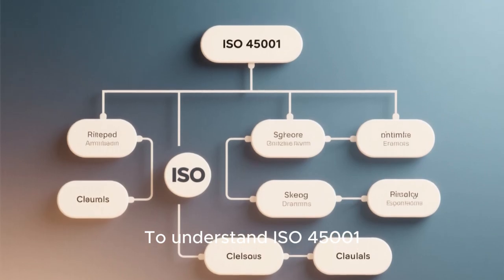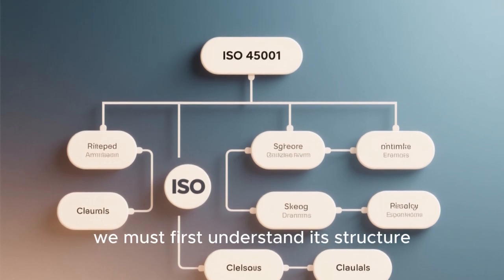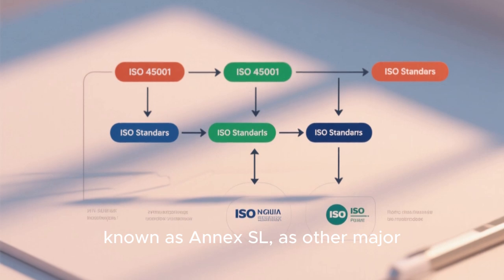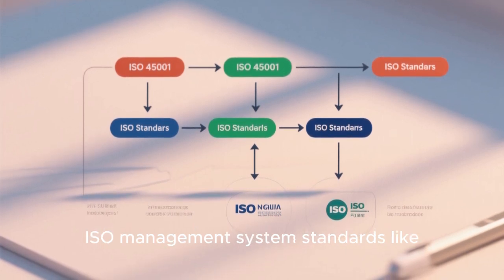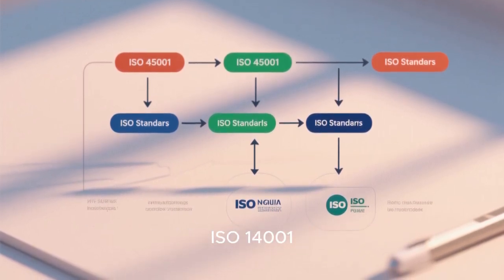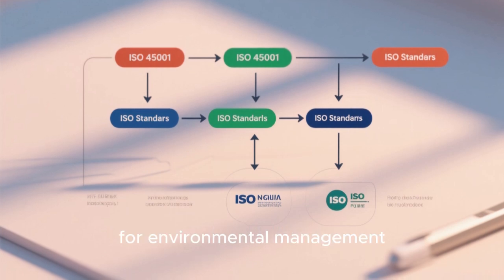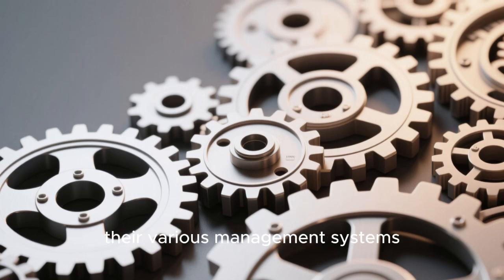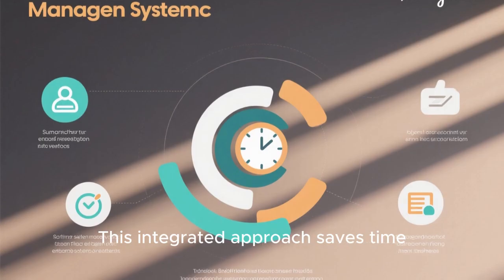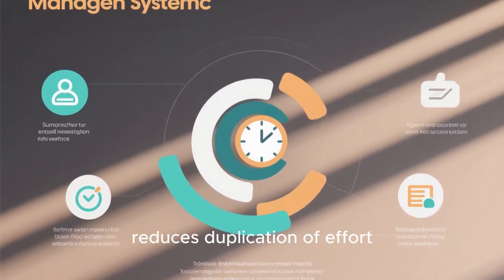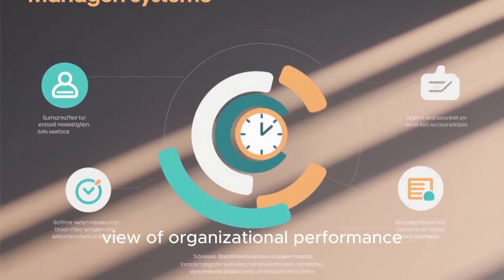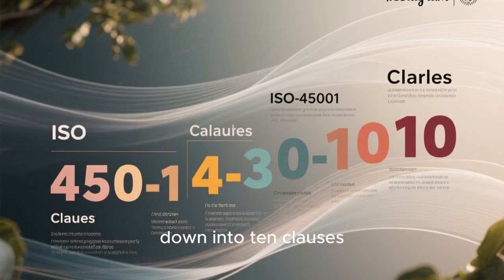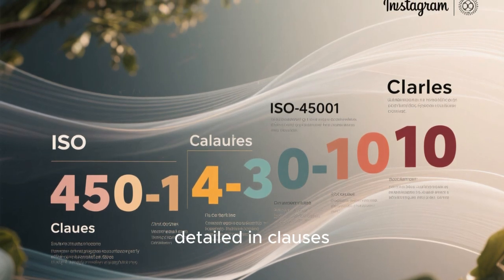To understand ISO 45001, we must first understand its structure. It follows the same high-level structure, known as an XSL, as other major ISO management system standards like ISO 9001 for quality and ISO 14001 for environmental management. This common framework makes it much easier for organizations to integrate their various management systems. This integrated approach saves time, reduces duplication of effort, and creates a more holistic view of organizational performance. The standard is broken down into 10 clauses, with the core requirements detailed in clauses 4 through 10.